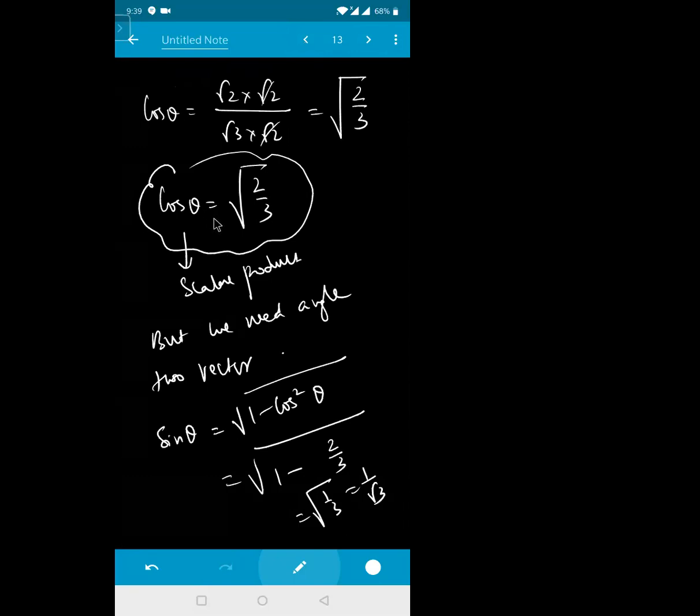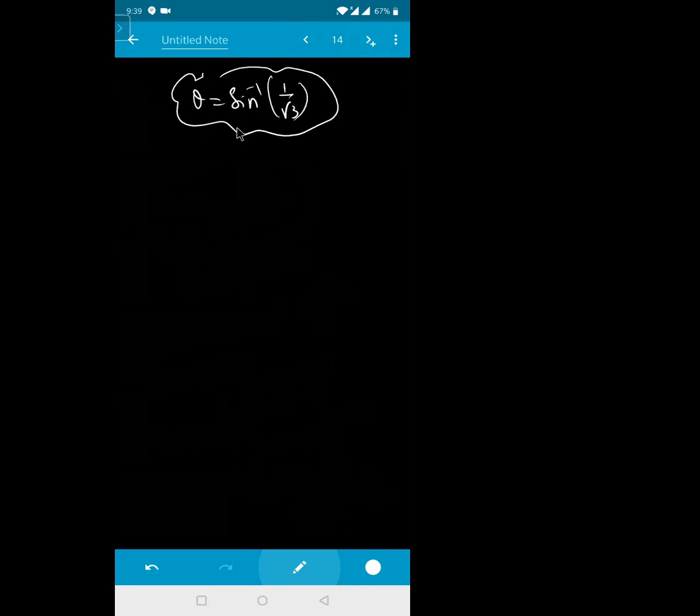Generally, students will stop at cos theta because that option is given in the problem. Is there any option given like that? No. So cos theta equal to root of 2 by 3 is not possible. Then we need to calculate the value of sin theta because for two vectors, a bar cross b bar is equal to mod a mod b into sin theta. So sin theta is equal to under root of 1 minus cos square theta. Simplifying, we get 1 by root 3. So theta will be equal to sine inverse of 1 by root 3.